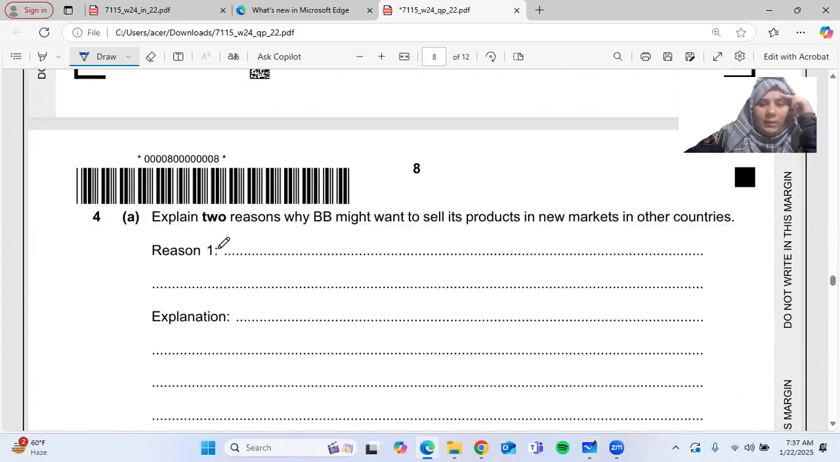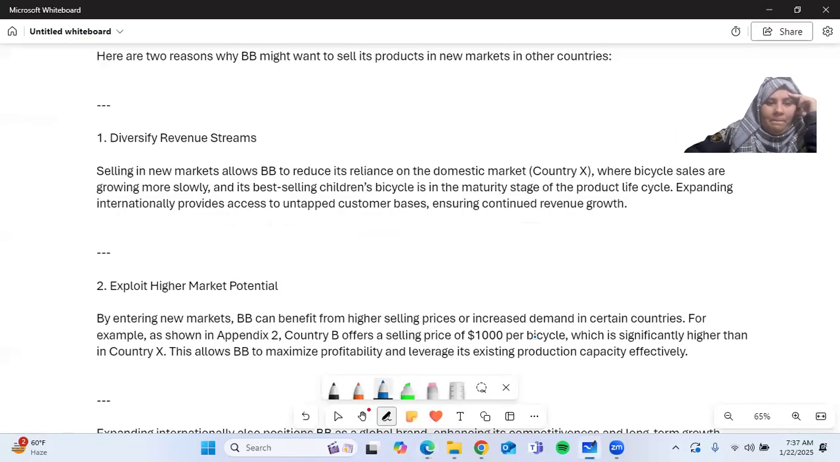The fourth question is explain two reasons why BB might want to sell its product in new markets and other countries. So first reason is diversify the revenue streams. Selling in new markets allows BB to reduce its reliance on the domestic market, country X, where bicycle sales are growing more slowly. And its best-selling children's bicycle is in maturity stage of the product life cycle.